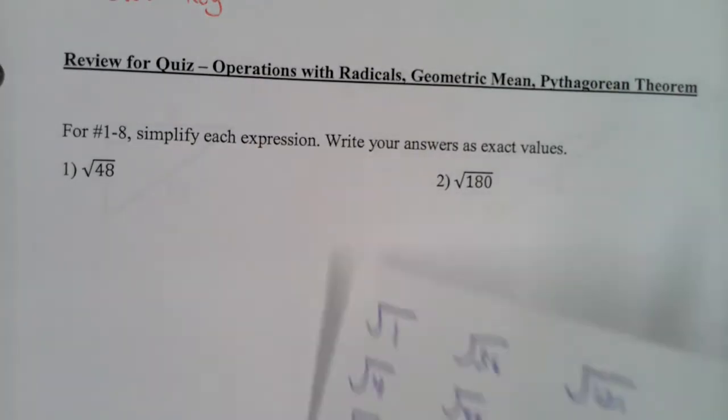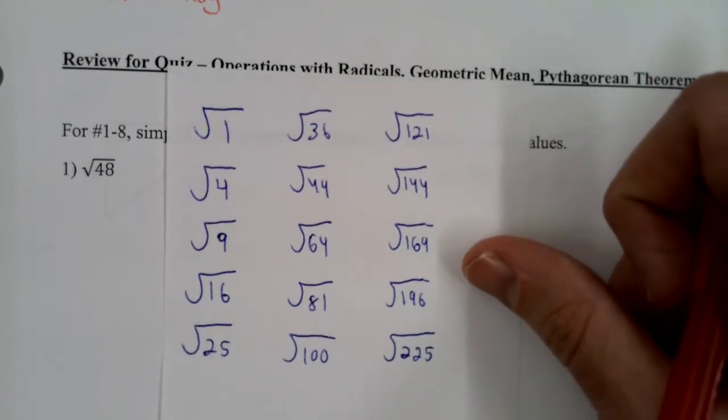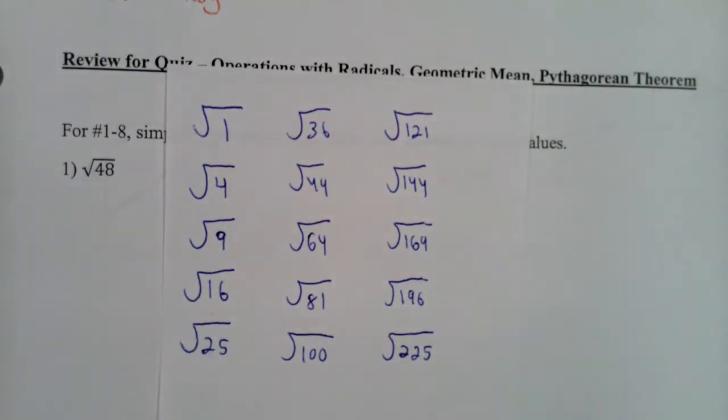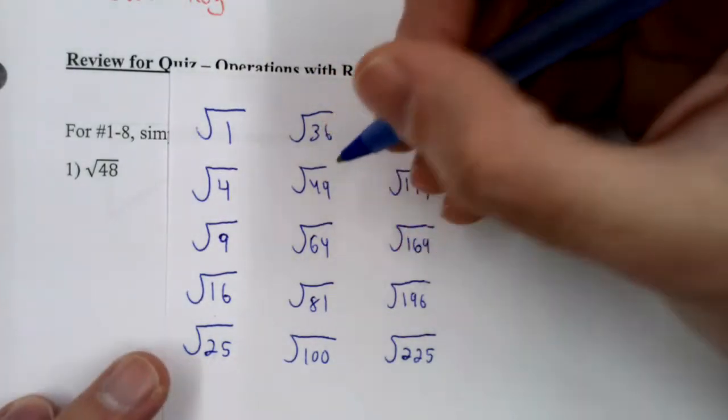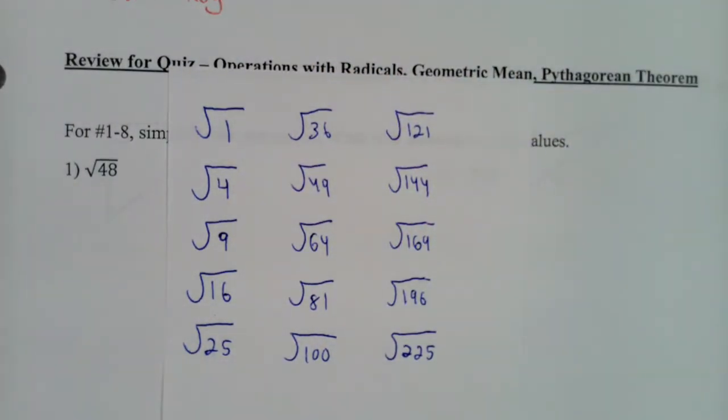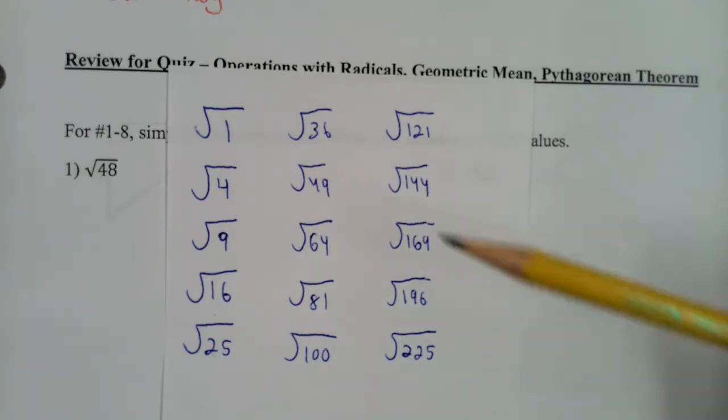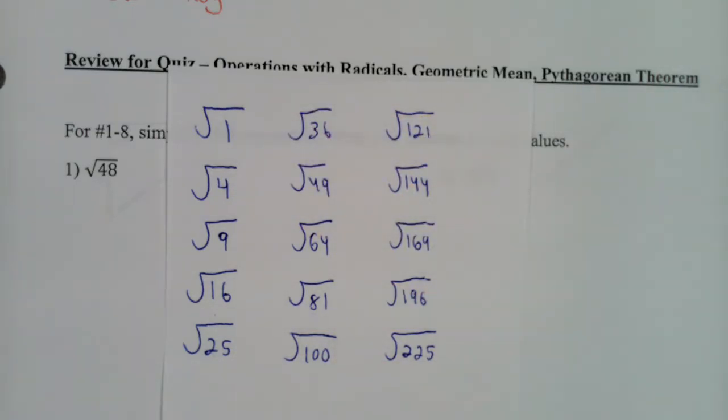For number 1, simplify the square root of 48 using the list of perfect square numbers. Now if possible, try to find the biggest one that's a factor of 48. If not, then it's not going to be simplified enough, and you're going to have to do the process again. So find the biggest number from this list that's a factor of 48. Again, try it on your own first. If you're doing it as you watch the video, pause the video and try to find it yourself.